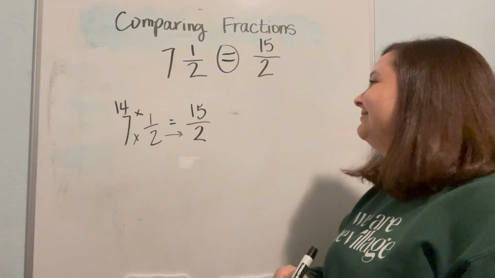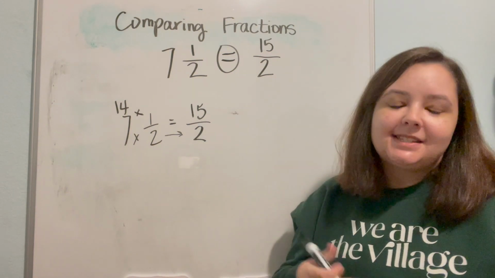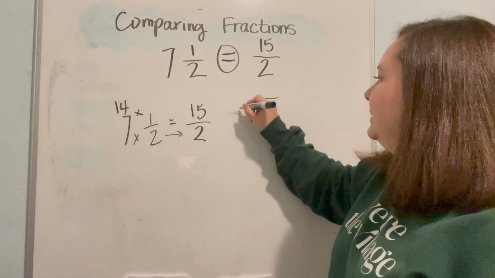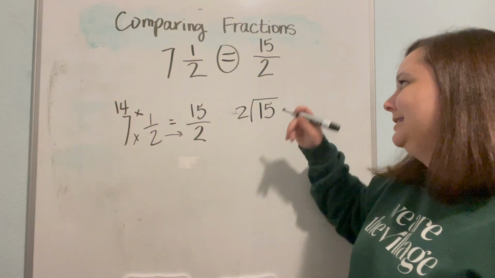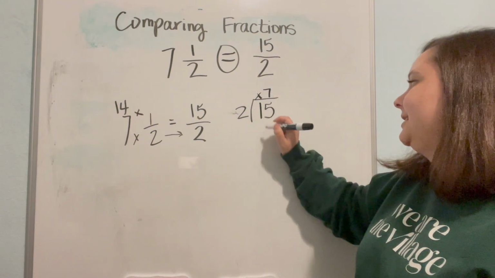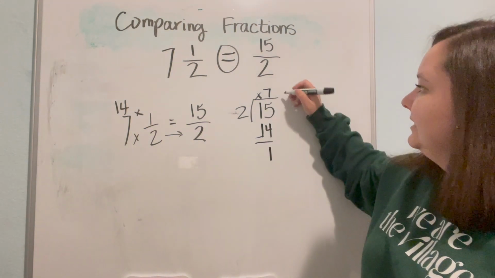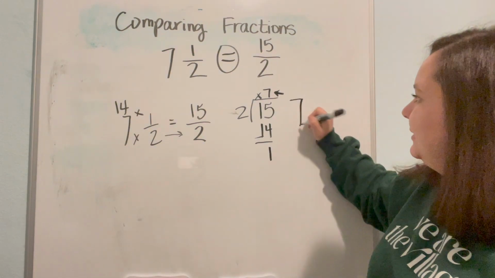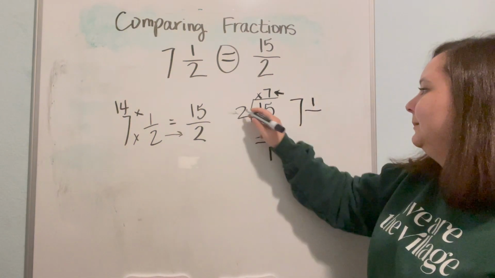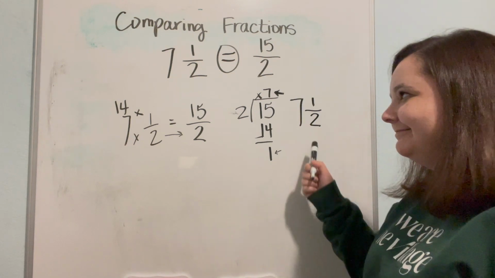Wow, we did it. All right, now we have 15 halves, and we're going to go the opposite way. We already know the answer, but it's always good to check. So we're going to take 15, and we're going to divide it by 2. We know that 2 does not go into 1 because 1's less, but 2 goes into 15 7 times. 2 times 7 gives me 14. 15 minus 14 gives me 1. Here's my whole number, big old 7. Here's my numerator. And my denominator's right there. Still equal.